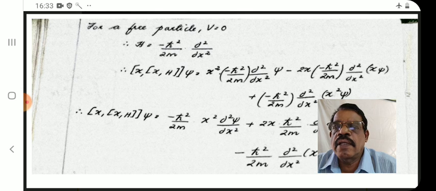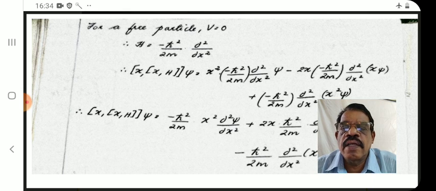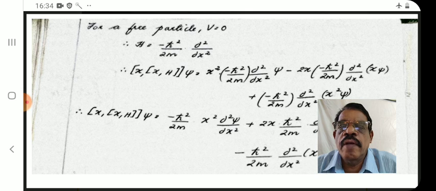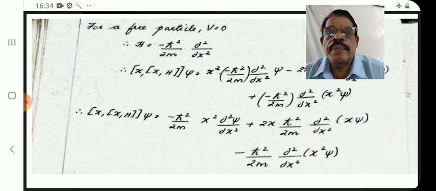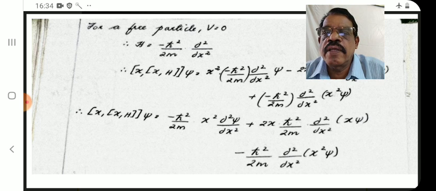So LHS is [x, xH] psi is equal to, we write H operator in the above equation, x square into minus ħ² by 2m ∂²/∂x² psi, minus 2x, minus ħ² by 2m ∂²/∂x² x psi put in bracket, plus minus ħ² by 2m into ∂²/∂x² into x² psi. LHS is repeated as such.